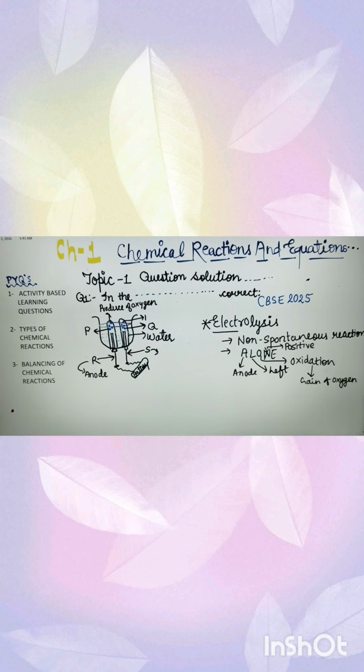And on the right side, as this is present at the right side, there will be reduction, and reduction is gain of hydrogen. So at the side of the S electrode, this will produce hydrogen. There is a production of oxygen, and there is a production of hydrogen.